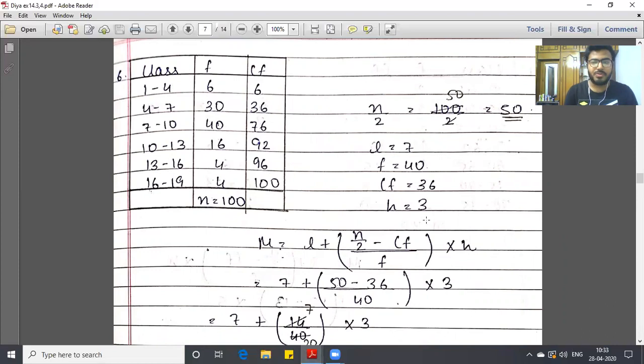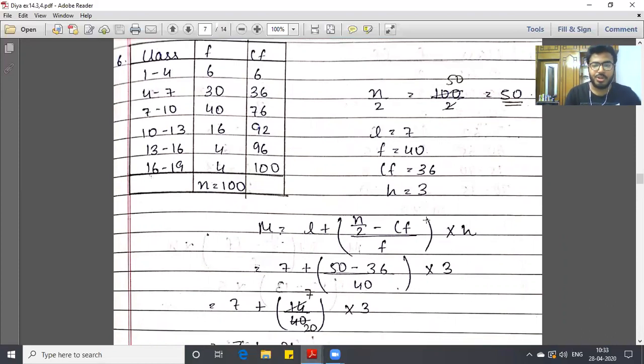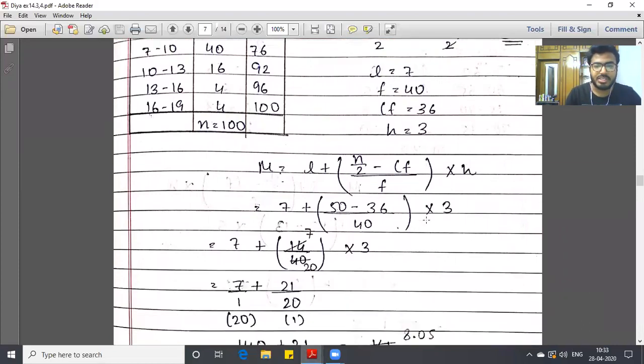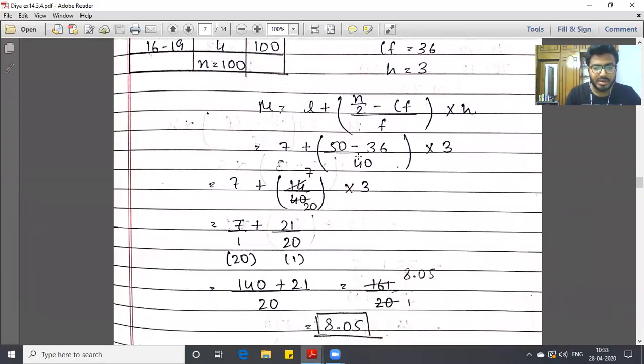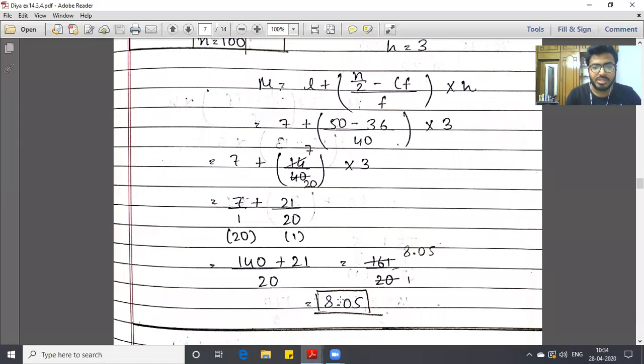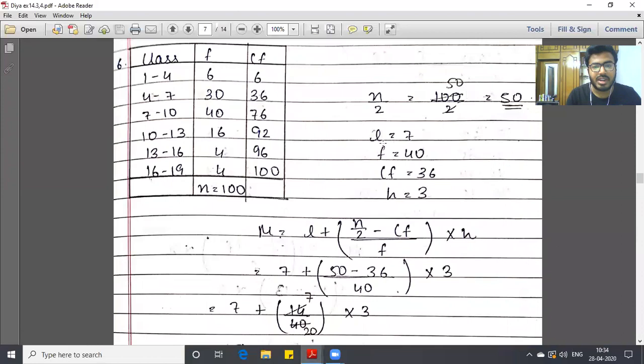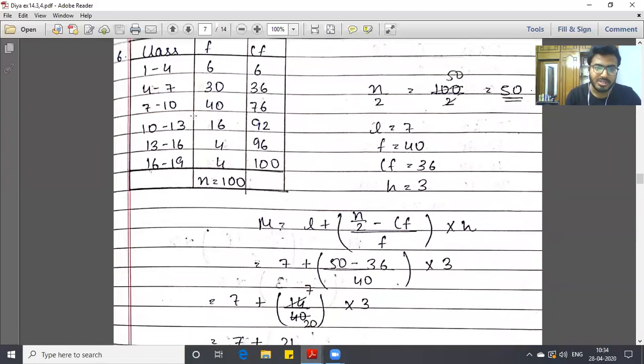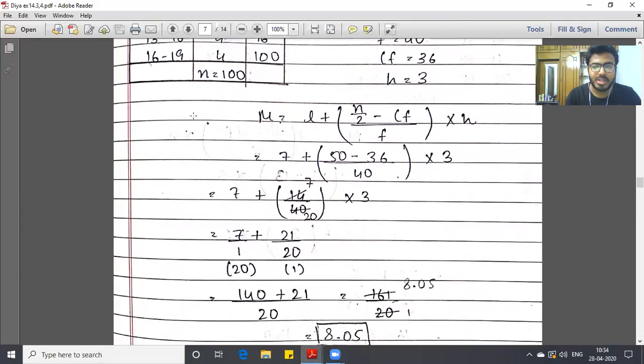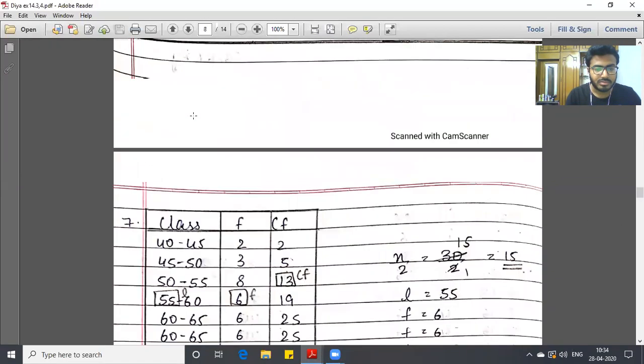And then we are substituting the formula: median is equal to L plus (n upon 2 minus CF) upon F into h. Substituting all the values as it is, and then we are getting the answer 8.05. 8.05. Now look, you have taken the class 7 to 10. 8.05 lies between 7 and 10. So it is correct. Okay. So remember, you can recheck with that method.